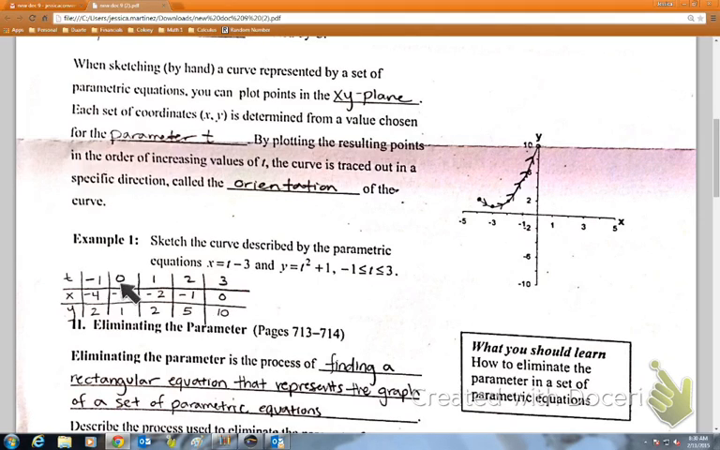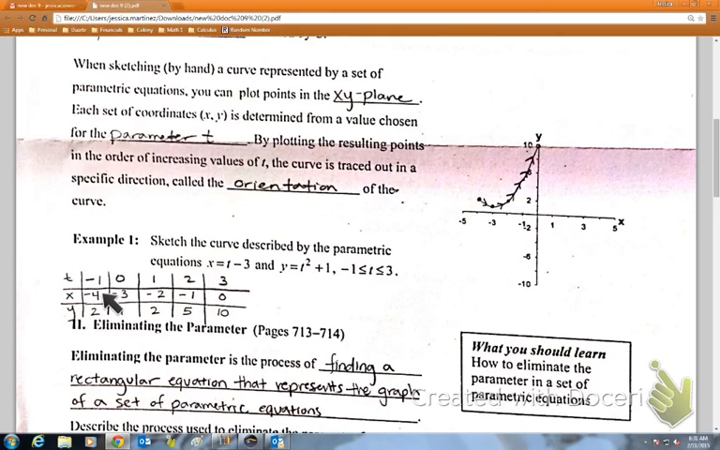Then I do the same thing and I take the t values and plug them into the y function. So I take -1 and plug it in over here. -1 squared is 1 plus 1 is 2. That's how I got this 2. If I plug in 0, 0 squared is 0, plus 1 is 1. If I plug in 1, I get 1 plus 1 is 2. If I plug in 2, I get 2 squared is 4, plus 1 is 5. And if I plug in 3, I get 3 squared is 9, plus 1 is 10. So that's how I got these.